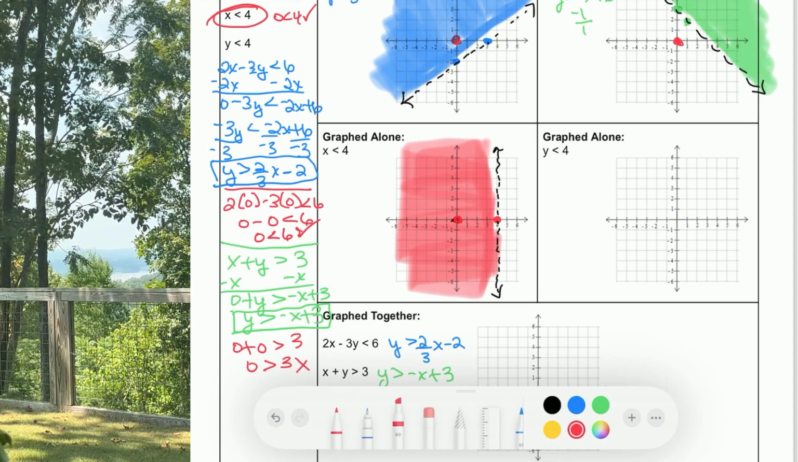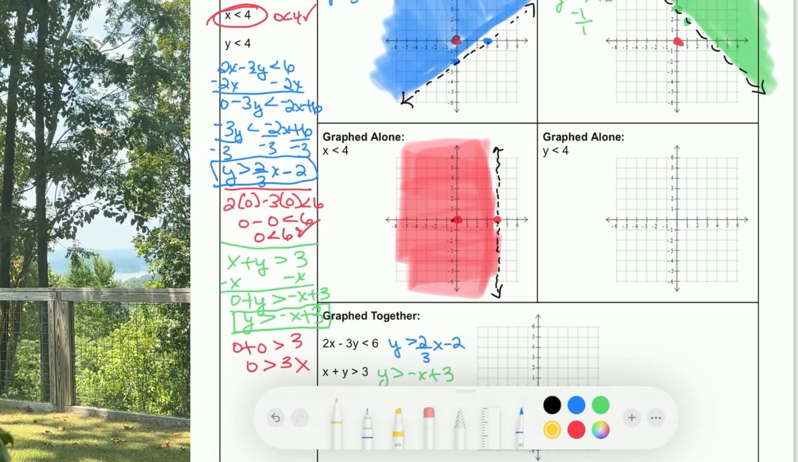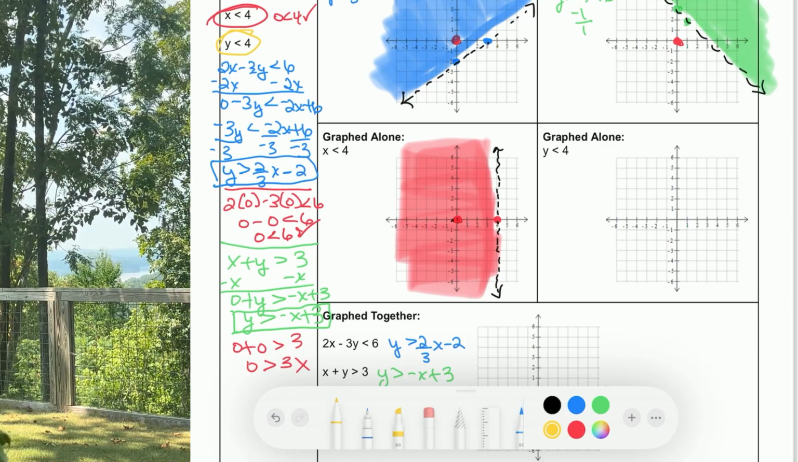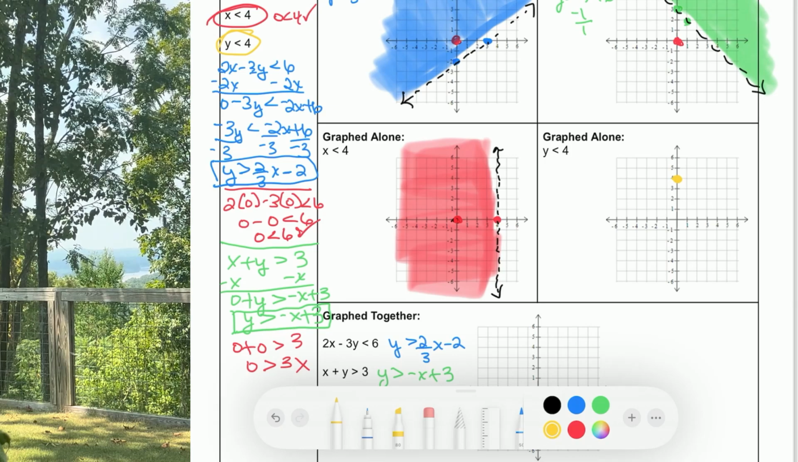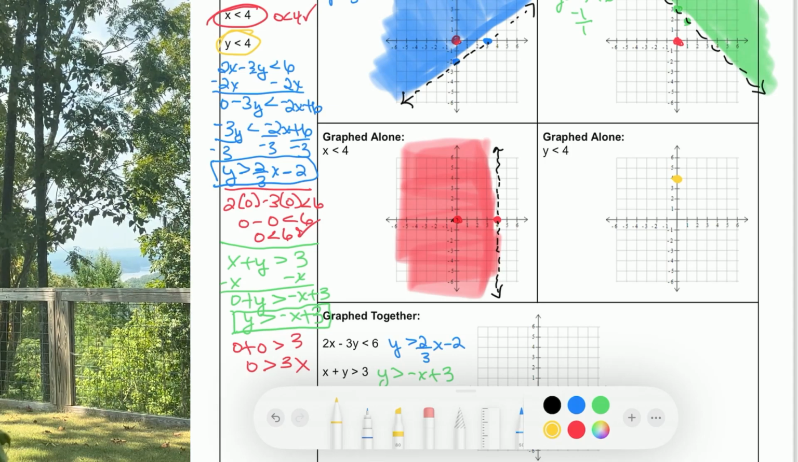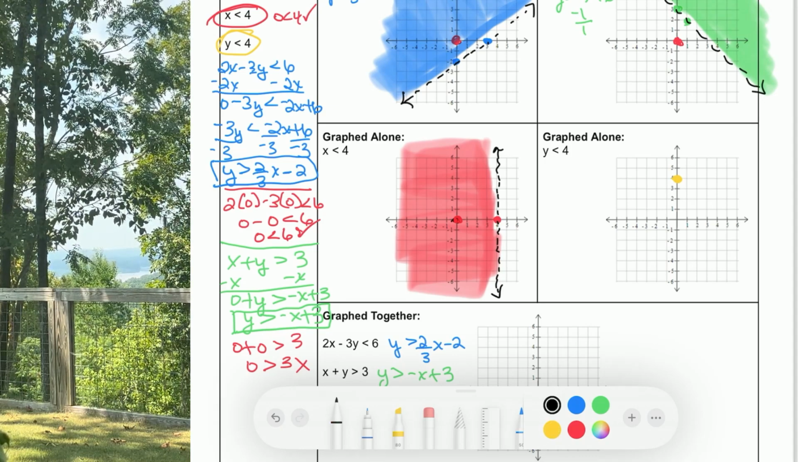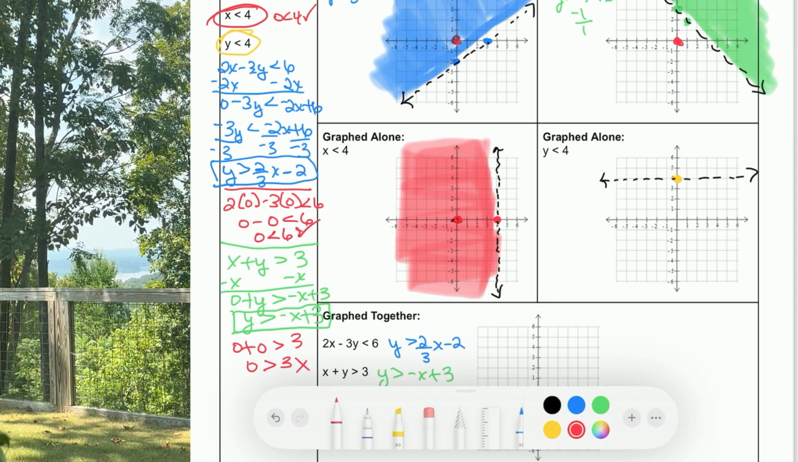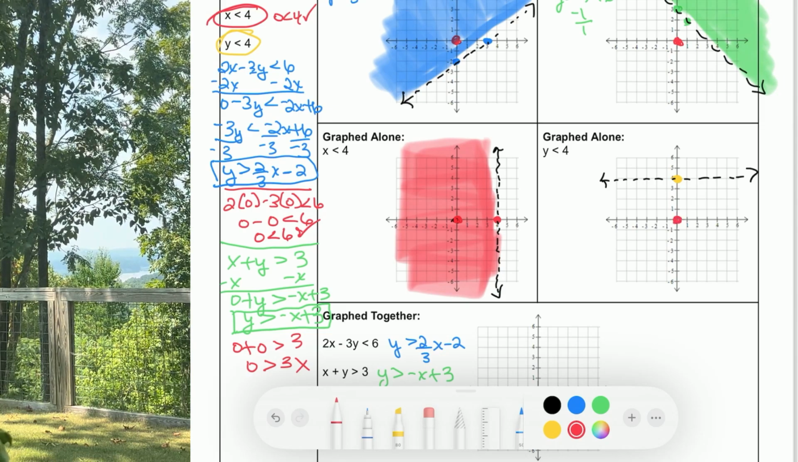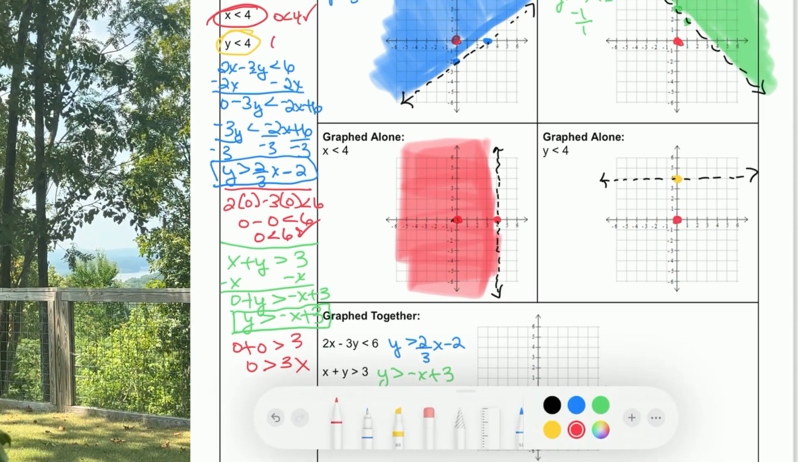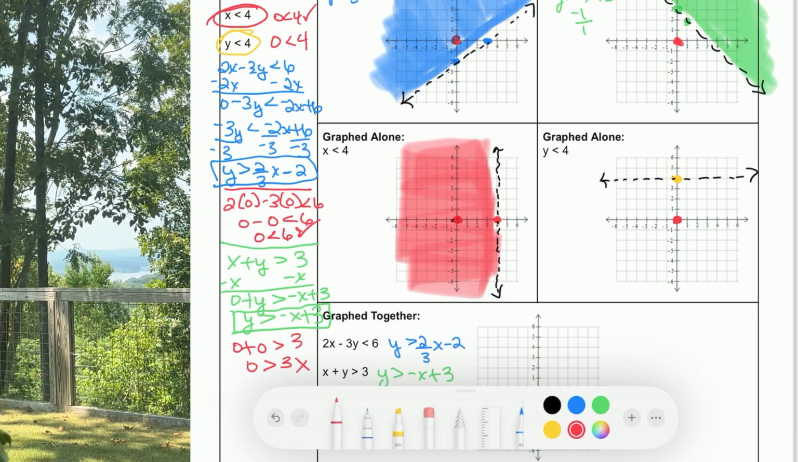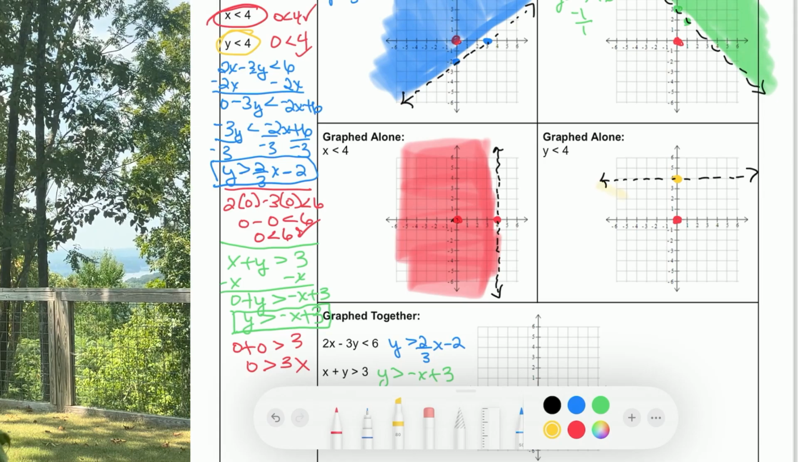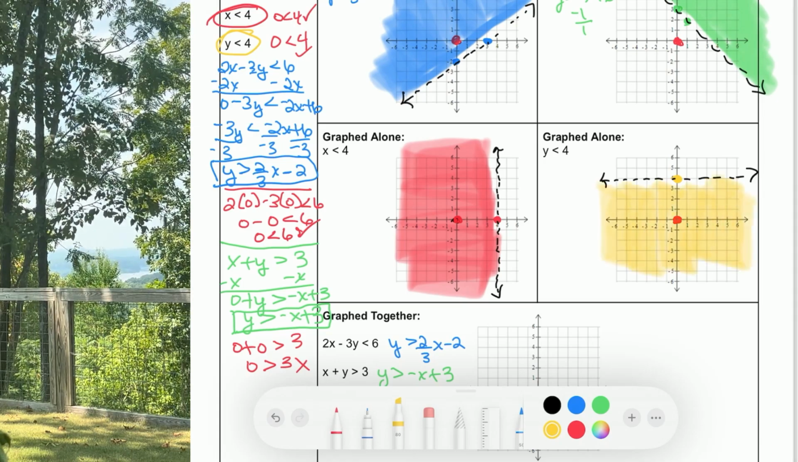Okay, now look at the next one. We have y is less than 4. So I'm going to go to 4 on the y-axis. That tells me it's going to be a horizontal line. It's going to be dotted because it doesn't have the or equal to. And now I can figure out my shading by using my origin. So if I put 0 is less than 4, that is true. 0 is less than 4. So my highlighting is going to be in this area with that coordinate.